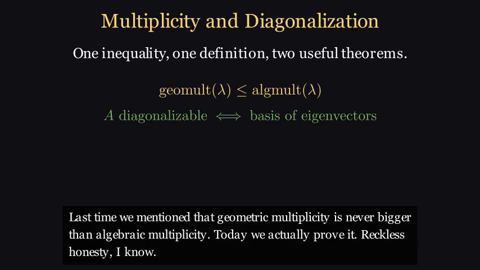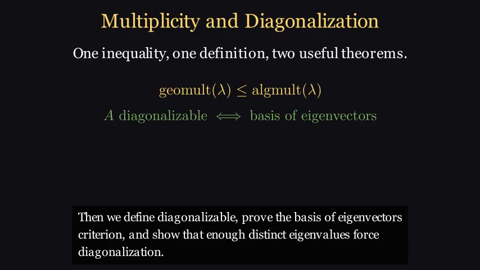Last time we mentioned that geometric multiplicity is never bigger than algebraic multiplicity. Today we actually prove it. Reckless honesty, I know. Then we define diagonalizable, prove the basis of eigenvectors criterion, and show that enough distinct eigenvalues force diagonalization.